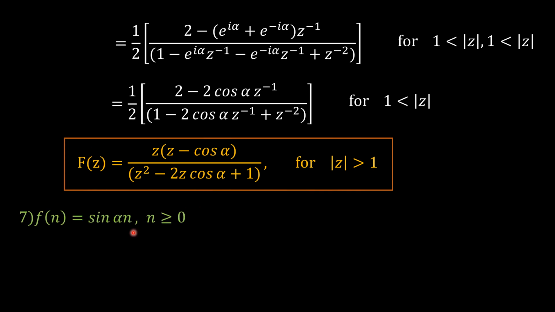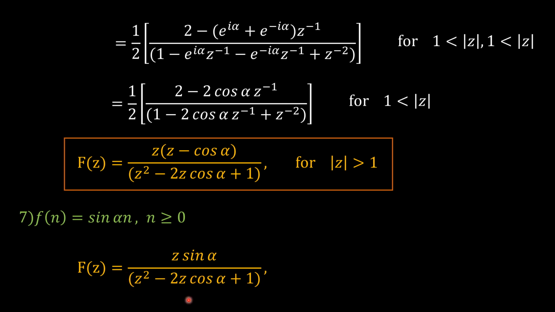In the same way, we can obtain the Z transform for the next sequence whose general term is sin alpha n for n greater than or equal to 0, where alpha is scalar. So the Z transform is given by Z into sin alpha divided by (Z square minus 2Z cos alpha plus 1) for mod Z greater than 1, which is the region of convergence.